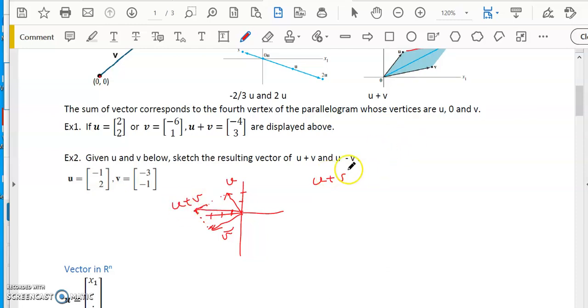That's very easy. What about u minus v? u minus v is actually u plus -v, right? So I need to draw -v. v was this way, -3, -1. So the opposite of v would be here, 3, 1, right? So this is negative v. If I do u minus v, it would be u plus a negative v. So I draw the parallelogram. This would be u minus v.